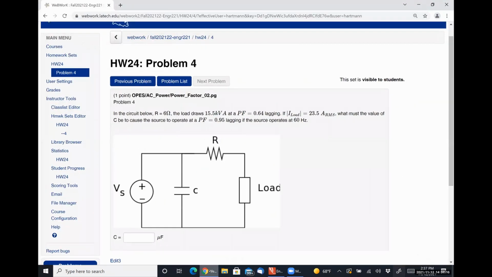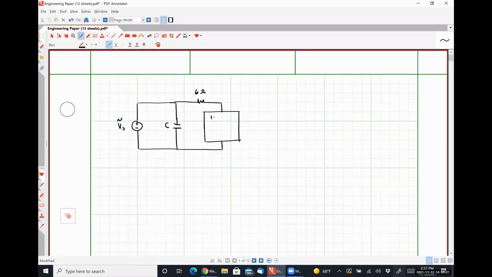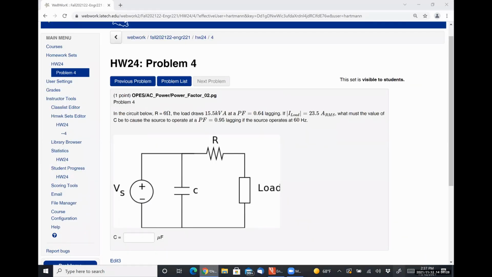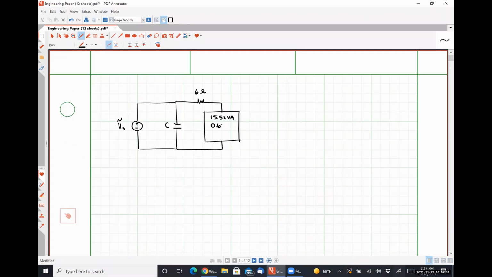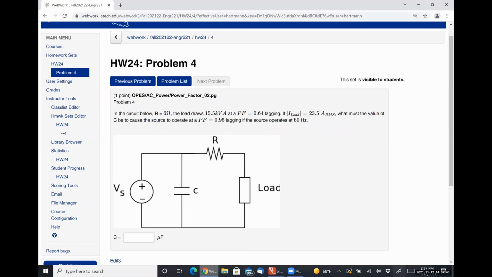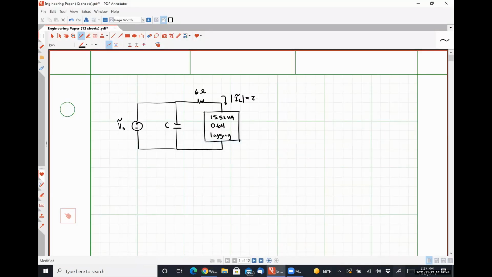Where, let's see, this load draws 15.5 kVA at a power factor of 0.64 lagging. And we are told that the magnitude of our load current is 23.5 amps RMS.